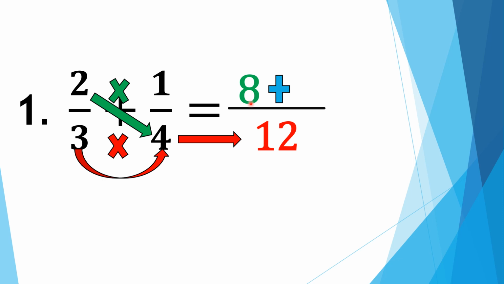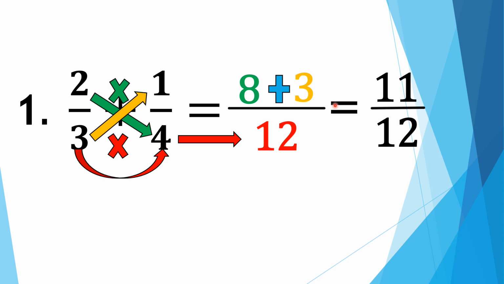Next, multiply the denominator of the first fraction by the numerator of the second fraction. 3 times 1 is equal to 3. Step 3, add the products of step 2. 8 plus 3 is equal to 11. Then copy the denominator. 2/3 plus 1/4 is equal to 11 over 12.